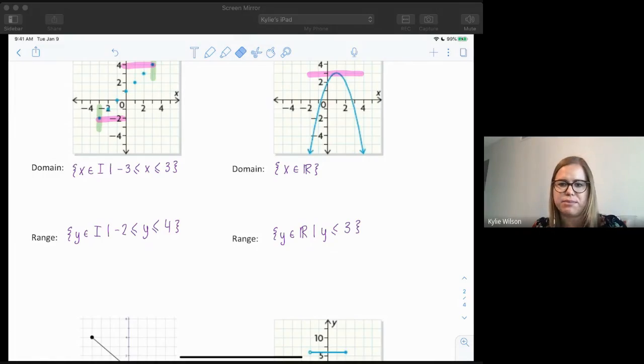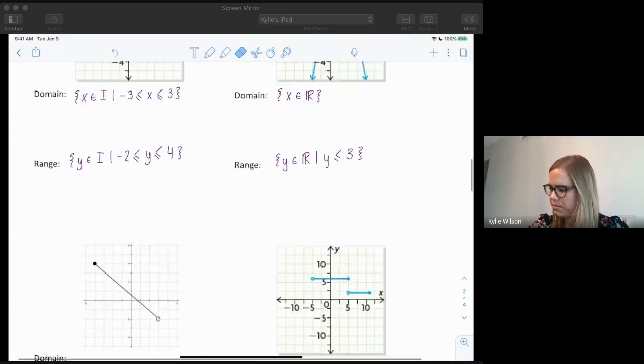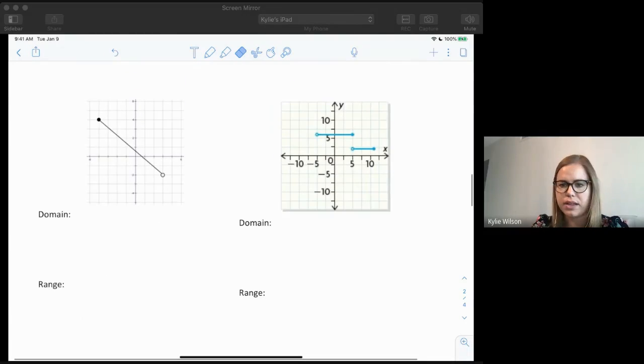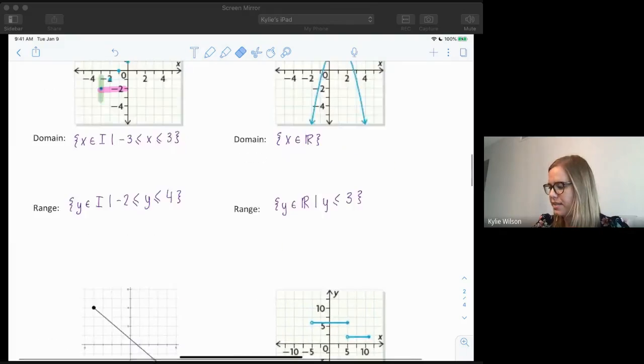Perfect. Okay, Jessica, so you're next. You can either unmute and speak, or you can type in the chat if you prefer. Y domain is X's element of real numbers.